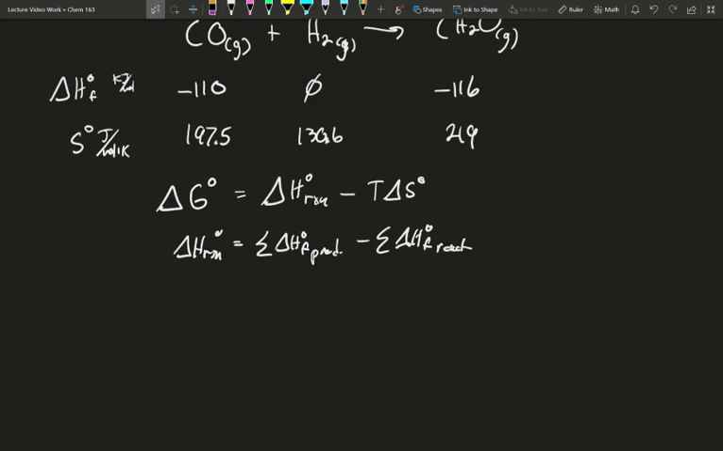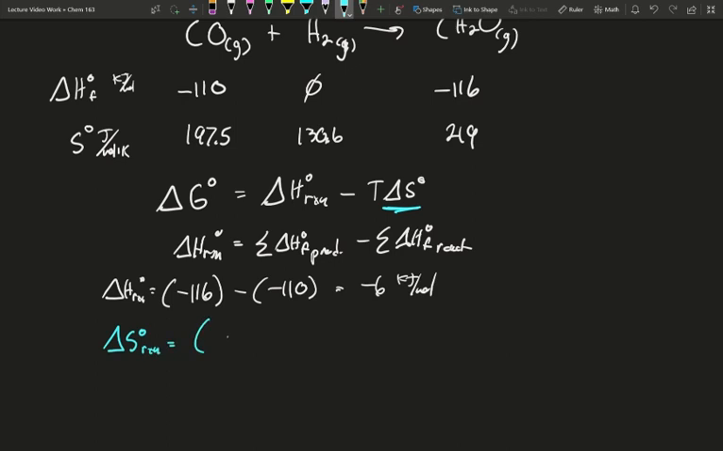Well, for us here, we know those values. My product is minus 116 kilojoules per mole, minus from that negative 110 kilojoules per mole. So my delta H of reaction is negative 6 kilojoules per mole. Well, if I want to find my delta S, same thing. The sum of the entropies of the products minus the sum of the entropies of the reactants will give me my delta S. My products are just formaldehyde, so 219. Subtract from that my reactants, which was CO at 197.5, plus the H2 at 130.6. When we calculate that out, I'm going to end up subtracting a bigger number than my starting number and end up with minus 109.1. And this would be joules per mole Kelvin.